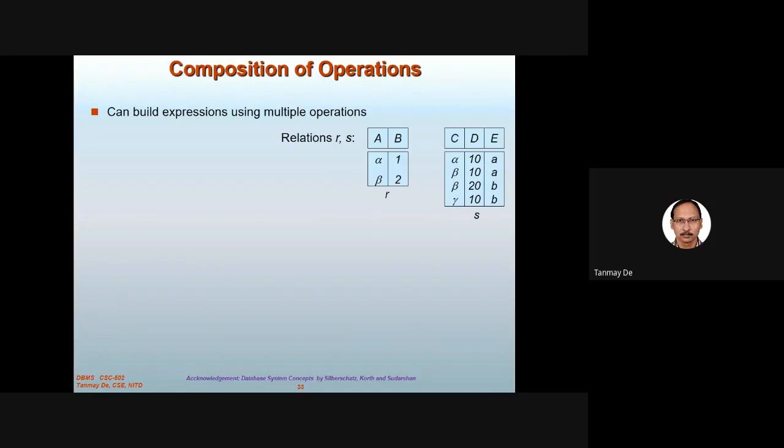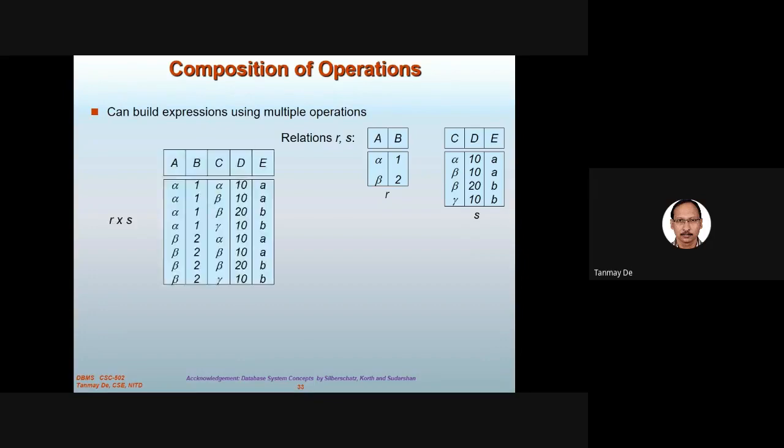So the same example, the relation R. This is the relation S, the just previous example. So what is R cross S? R cross S is this one. If we perform this operation, that is R cross S, what is the result? This is also a relation. This is the result, R cross S. This is a relation.